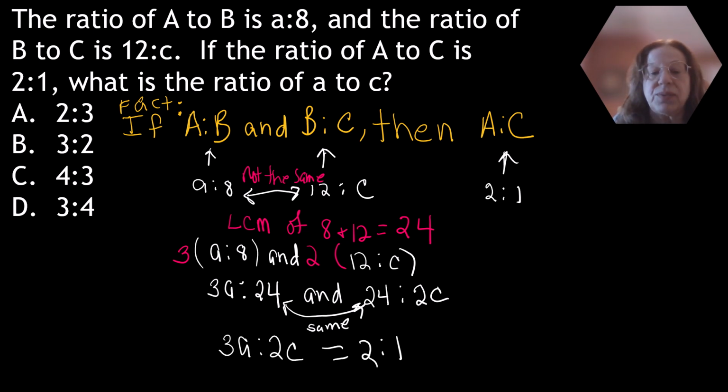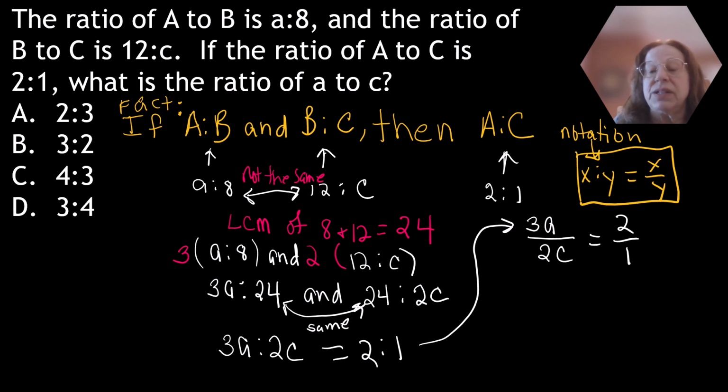So we have 3A is to 2C. We're looking at the outer. So since they're the same in the middle, that means that A is to C is 3A is to 2C. And we see at the top, A is to C is 2:1.